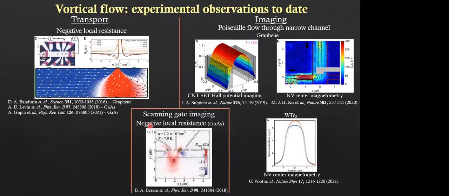There is also scanning gate imaging, which was done in a gallium arsenide sample in 2018, which also talks about negative local resistance. Now, all this data, all this negative local resistance or Poiseuille flow data, points to some hydrodynamic nature of the electron fluid in some limit.